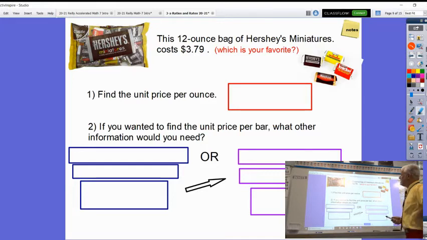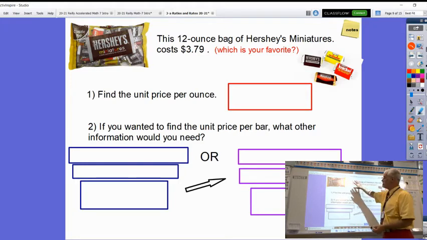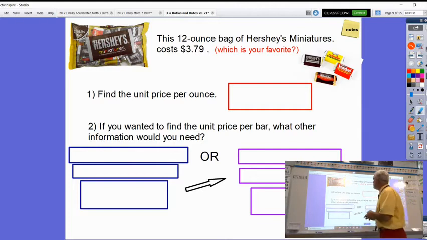The thing that happens here is sometimes there are packages, and the unit that you're talking about could be different things in the same packaging. So this one is a bag of Hershey's miniatures.